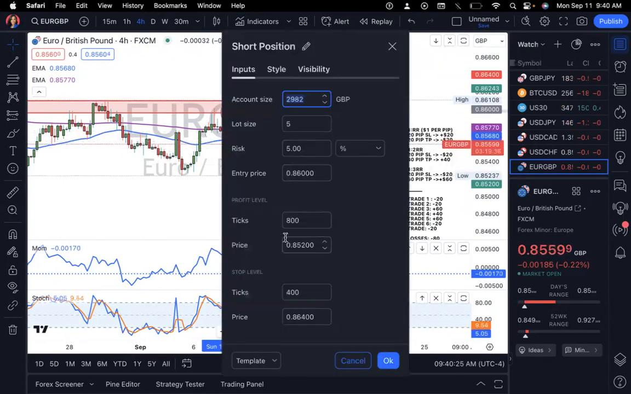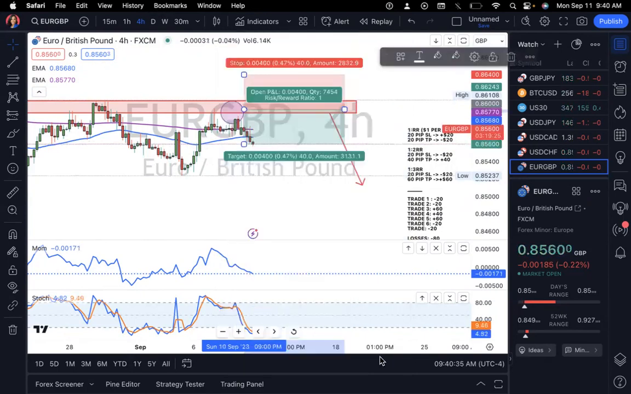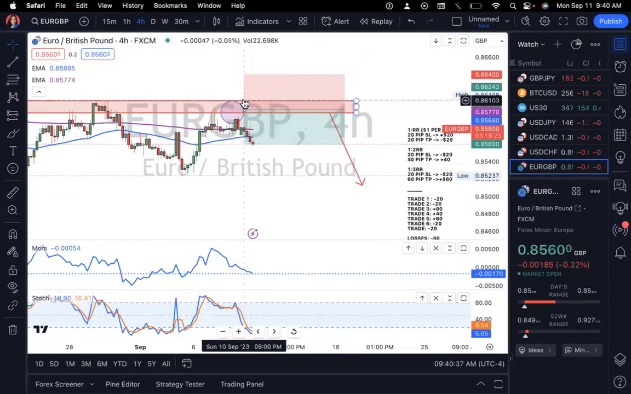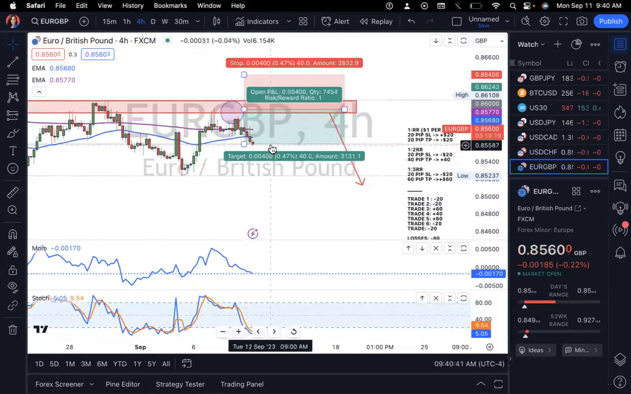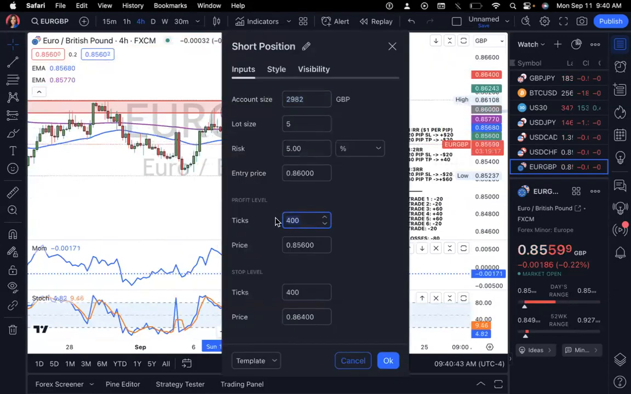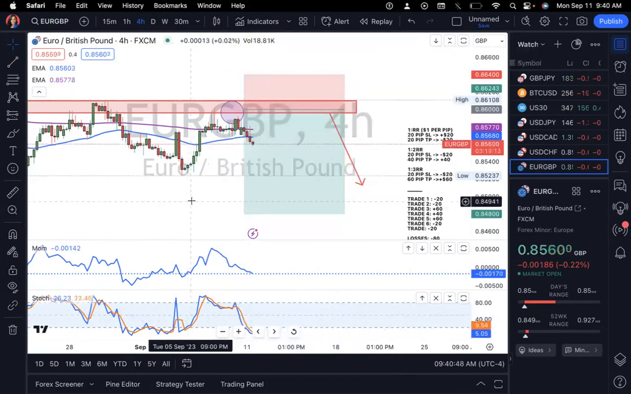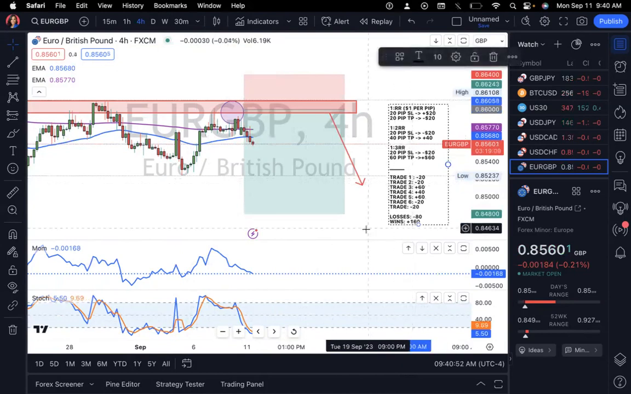And if I click on it, I can see that my TP was 80 pips and my stop was 40 pips. Now, if I were to change this to 40, we can see how now my red box and my green box are equal, giving me a 1-to-1 risk to reward ratio. But if I were to change this to 120 pips, now I have a 1-to-3 risk to reward ratio.